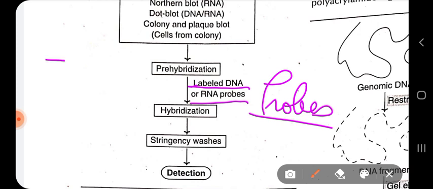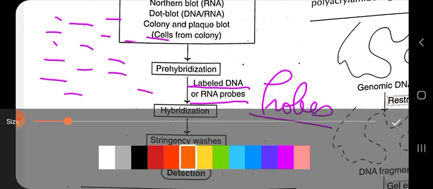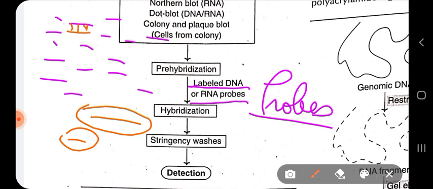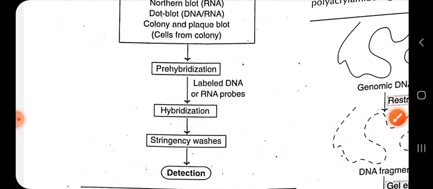So if this is your mixture of DNA, and within that mixture we use a probe. That probe should be complementary to our target DNA or target RNA, whatever probe we are using. Normally DNA or RNA probes are a few nucleotides long, not too large, just like a primer.